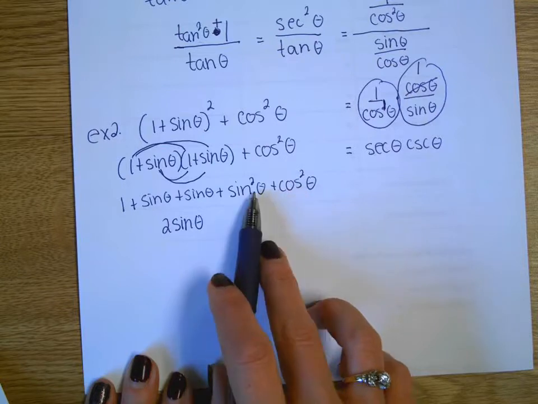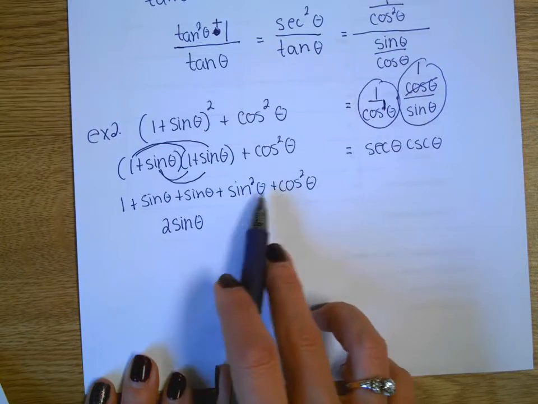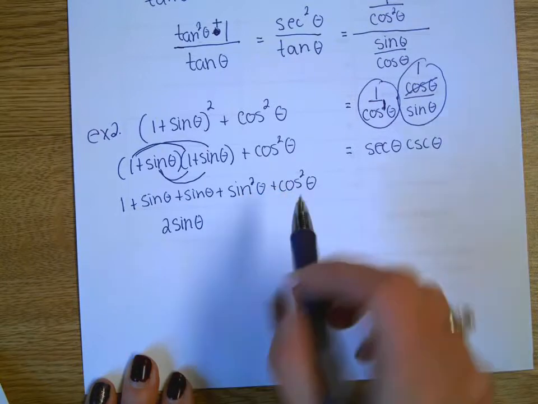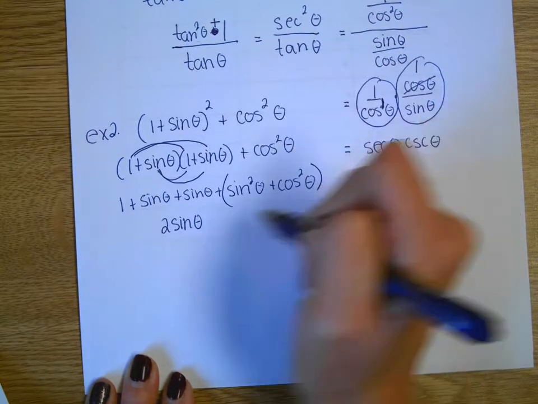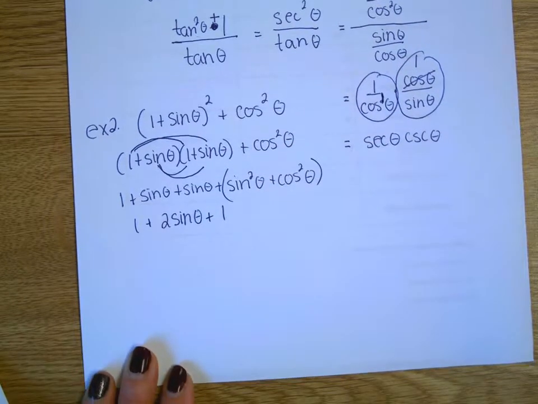Well, how about sine squared plus cosine squared? That equals 1. This group right here is a 1.